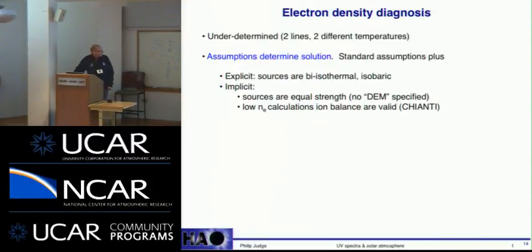The biggest problem with their work, though, is the assumptions they make to determine a solution. There is no unique solution unless they specify what they're going to get out of this thing. And the reason for that is, of course, that you have to make some explicit assumptions, but the implicit ones are really dangerous. The sources are of equal strength. They didn't say how much emission there is at the temperature of silicon 4 versus oxygen 4. I had to solve for that myself and came up with a number of 1.